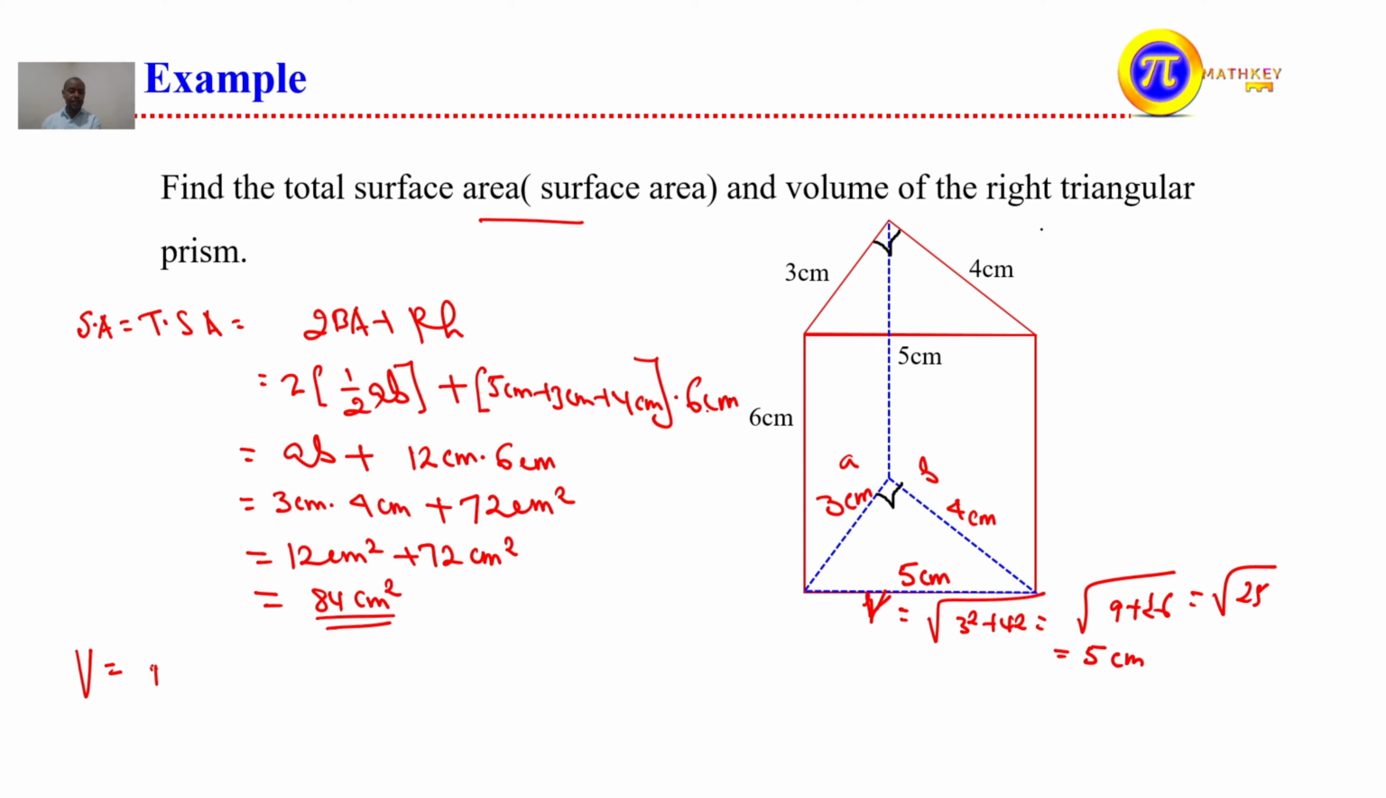To find the volume of this right triangular prism, it is the base area times the height of this prism. The base area is half of a times b, times its height h. This is equal to 1 over 2. Our a is 3 centimeter. Our b is 4 centimeter. Our h is 6 centimeter. You have to take this one.